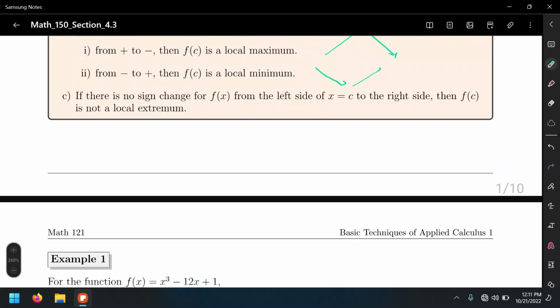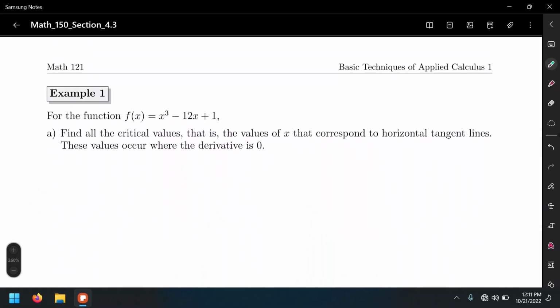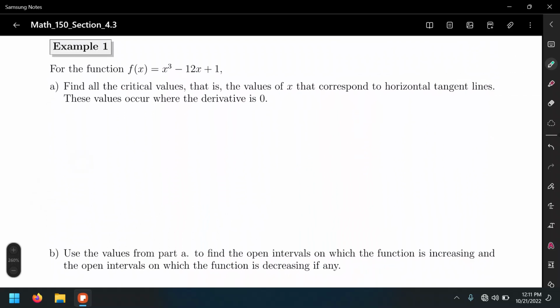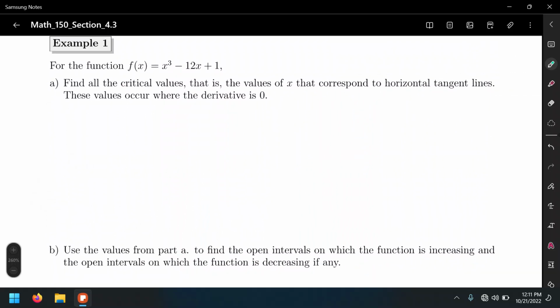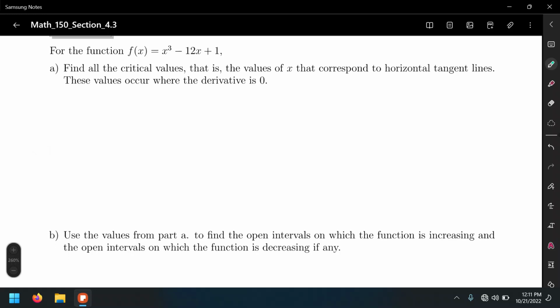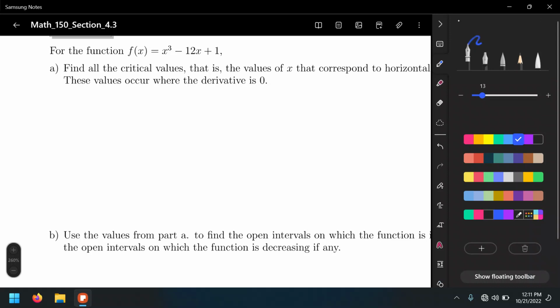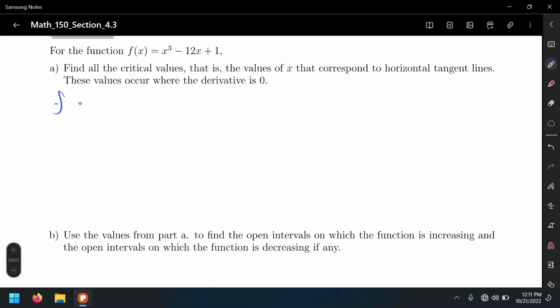All right, in the meantime, how about we go over one example here. For the function f of x equals x cubed minus 12x plus 1. Number 1, find all the critical values, that is, the values of x that correspond to horizontal tangent lines, and these values occur when the derivative is 0. So let's find the derivative of this polynomial function. So f prime of x equals 3x squared minus 12. And then from here, this is what we're going to do.